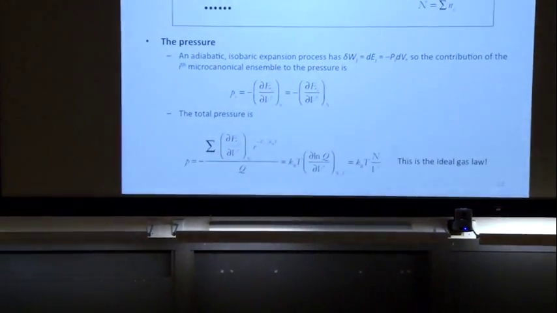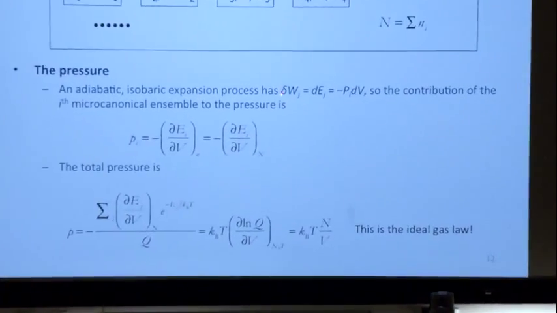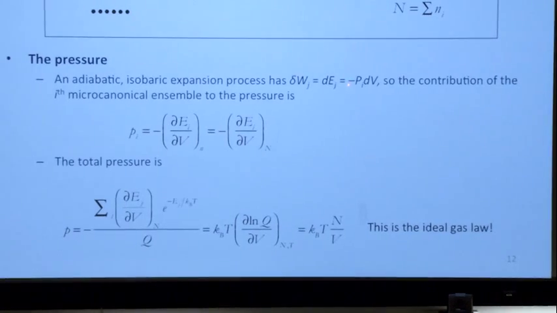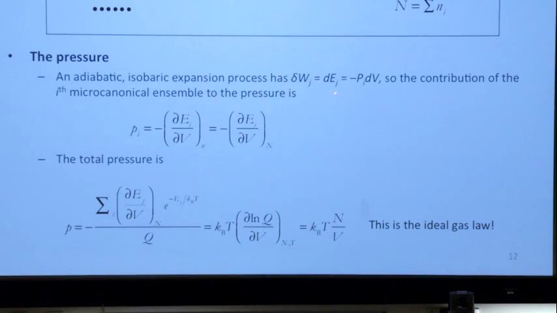Well, the way we do that is we define a component of pressure. For an adiabatic isobaric expansion process, from fundamental thermodynamics, we know the work done is equal to the internal energy change for that energy level, which is equal to minus P times dV, and that's the pressure definition, leading to some volume change. Rewriting the pressure in this fashion, I have partial E, partial V. Now, how much does the energy change in a particular group of molecules with respect to volume?